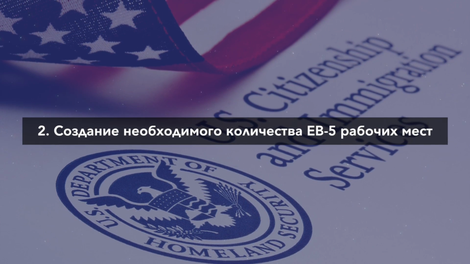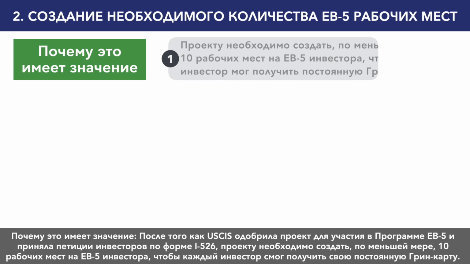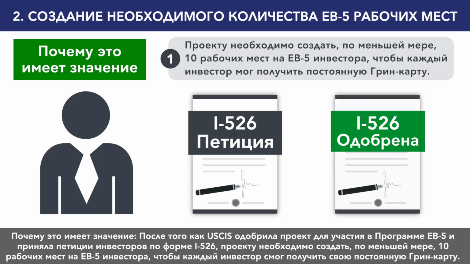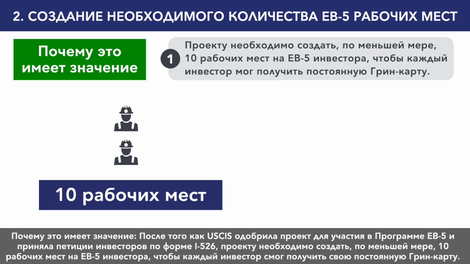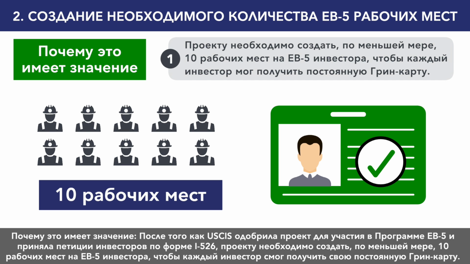Sufficient EB-5 job creation. Why it matters. After USCIS has approved a project under the EB-5 program and has accepted investors' I-526 petitions, the project must create at least 10 jobs per EB-5 investor in order for each investor to receive his or her permanent green card.